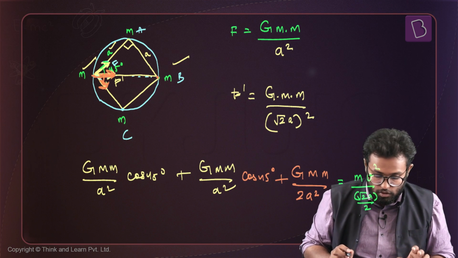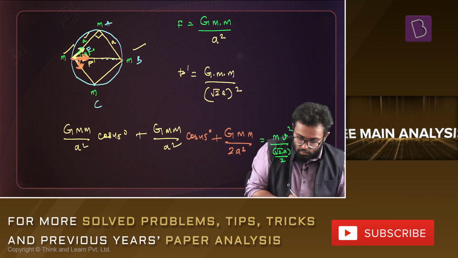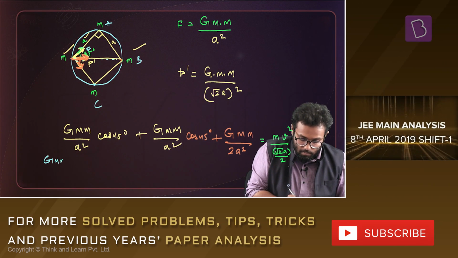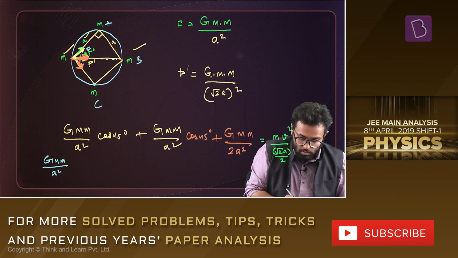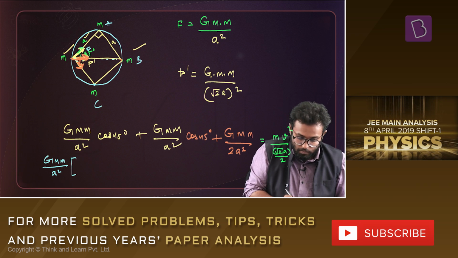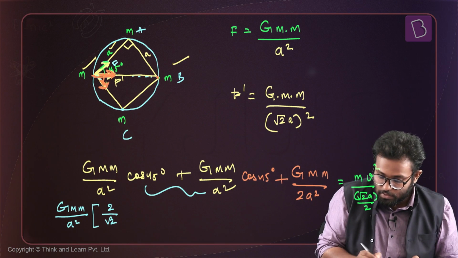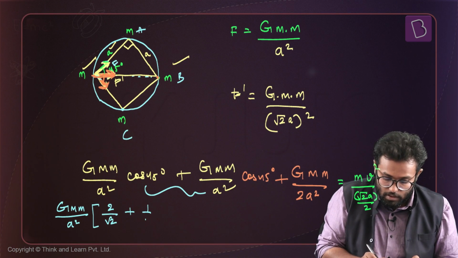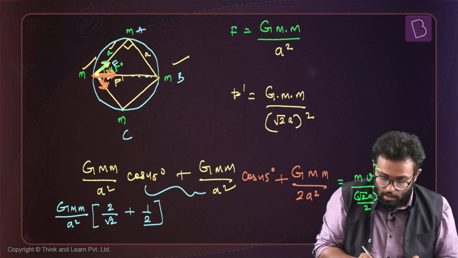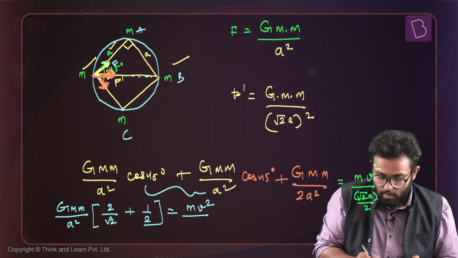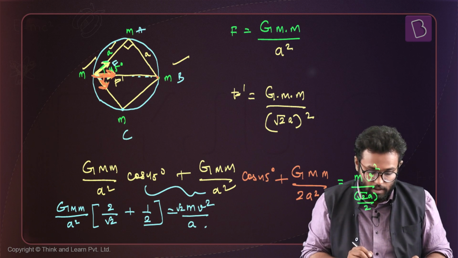That's the r. So let me do this. I can just take GM by a square out of this, common, and I get 1 by root 2 and 1 by root 2. This becomes 2 by root 2 from these two expressions, plus 1 by 2, equal to mv square upon a by root 2, so that becomes root 2 divided by a, correct?